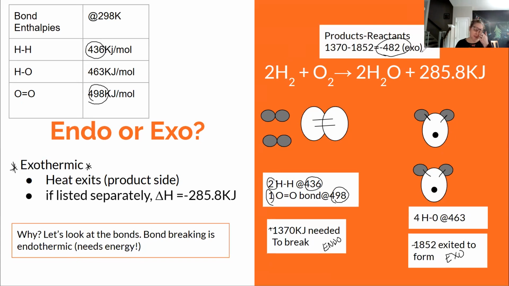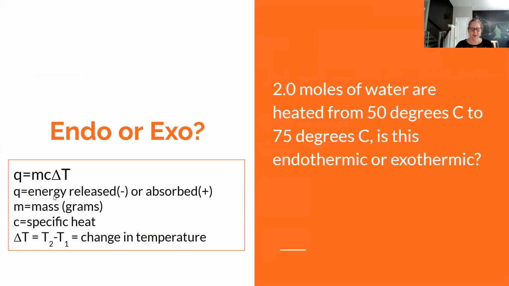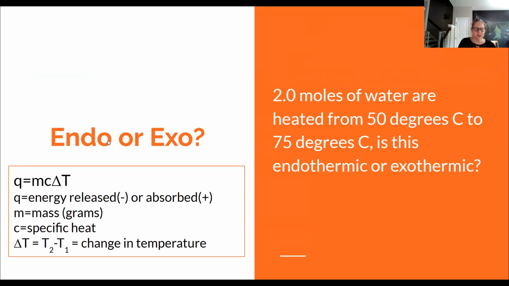There are a couple other things in year 2 you will learn about this, but this is just starting to work on this so that you can decide if something's endothermic or exothermic. How about if we're just given numbers and we're not so sure what's happening? Maybe it's just a phase change. In this case, it's just a phase change. Then we're not concerned with those bonds breaking and forming.